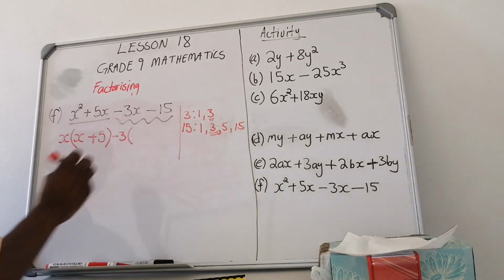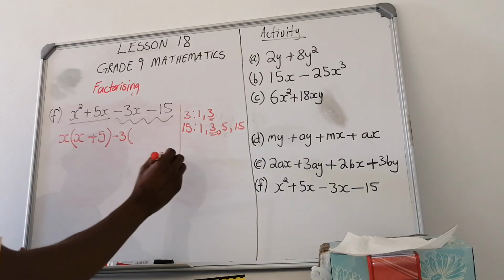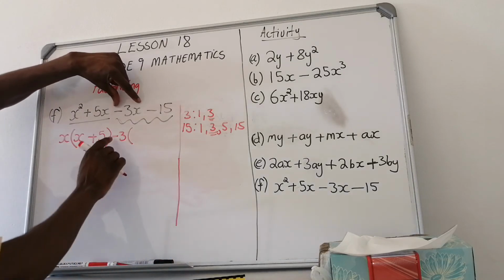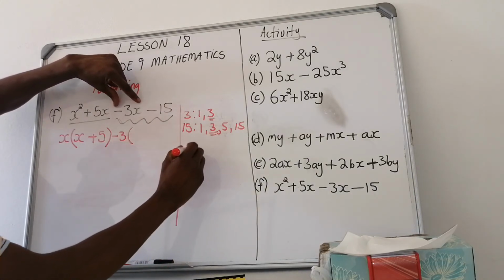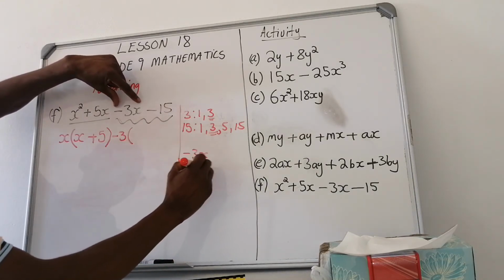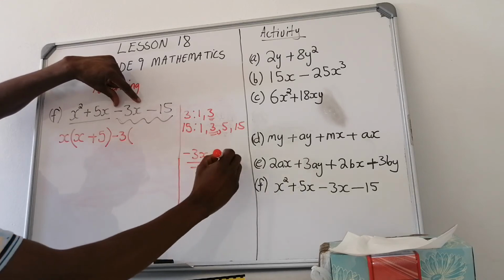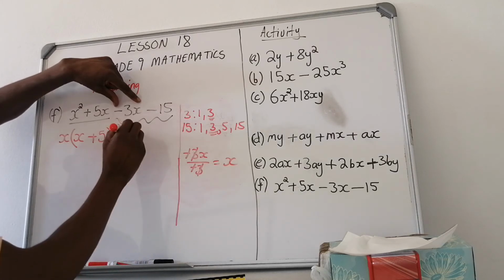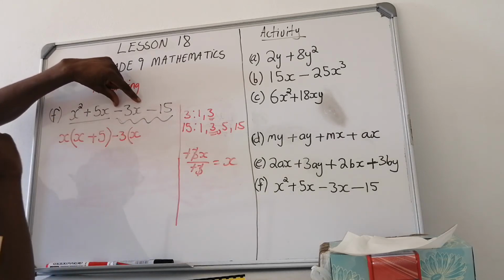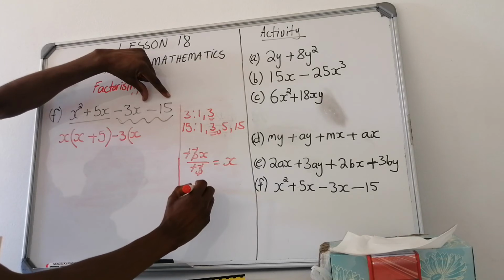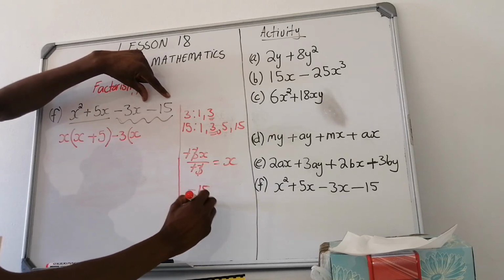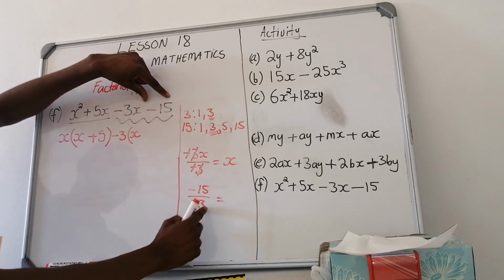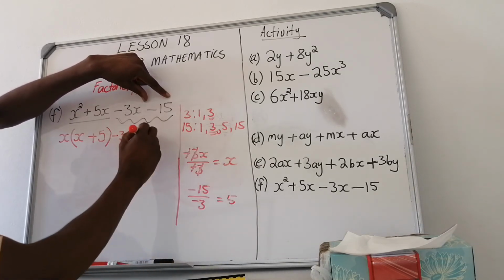Open the bracket. So now here, I need to make these extra notes for you. You are dividing this by the highest common factor. You are dividing a negative number by a negative number. So your answer will be positive because these will cancel out. So you write an x here. And then the last one, negative 15 divided by negative 3. Dividing a negative number by a negative number, your answer will be positive. 3 goes into 15 5 times.